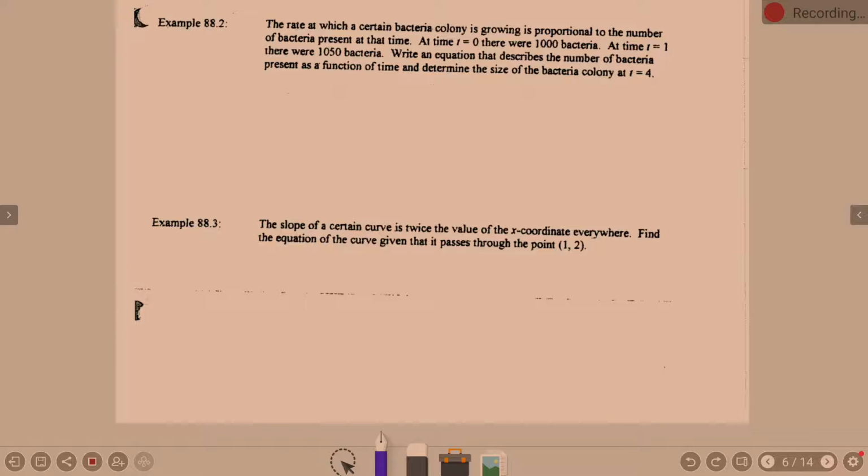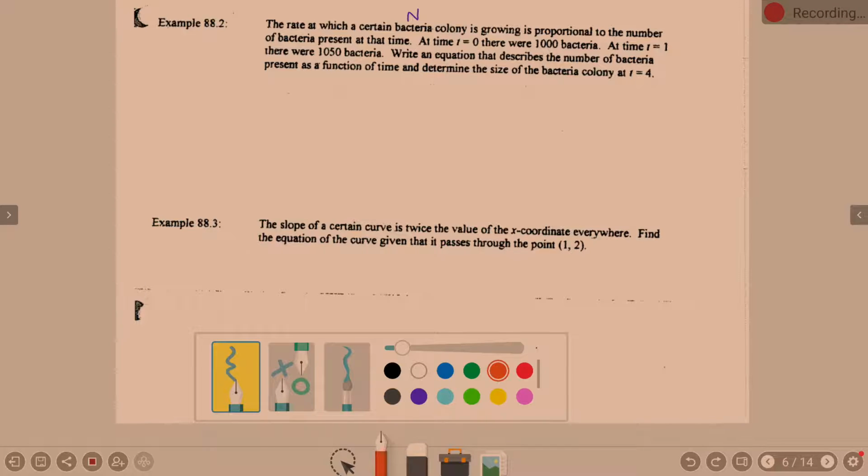I'm going to stick with what I used in my notes, and that is the fact that to refer to this bacteria colony, I used N instead of Q. And that must have come from the book.